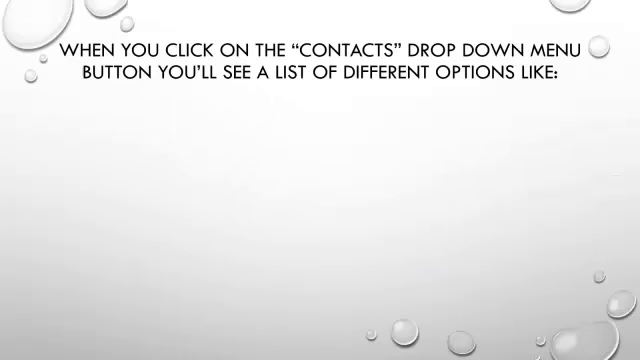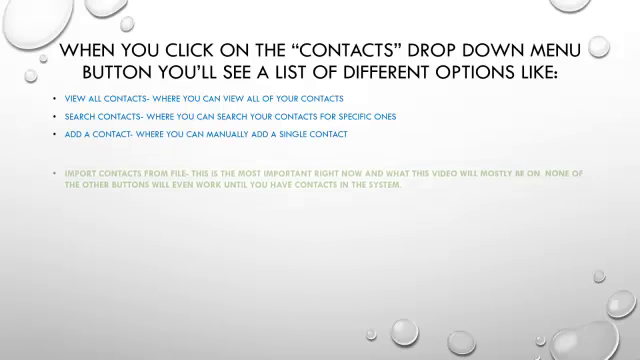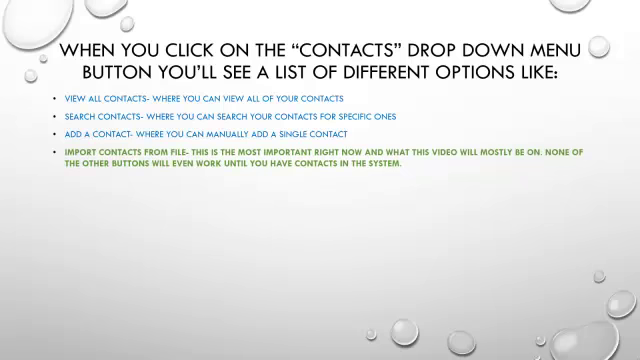So let's get started. When you click on the Contacts drop-down menu button, you'll see a list of different options, like View All Contacts. This is where you can view your contacts. Search Contacts. This is where you can search for a particular contact. Add a contact. This is where you can manually add a single contact. Import contacts from a file. This is the most important right now and what this video will mostly be on.